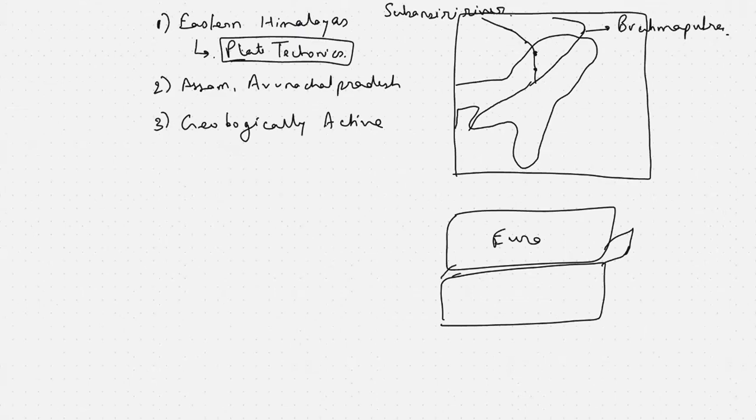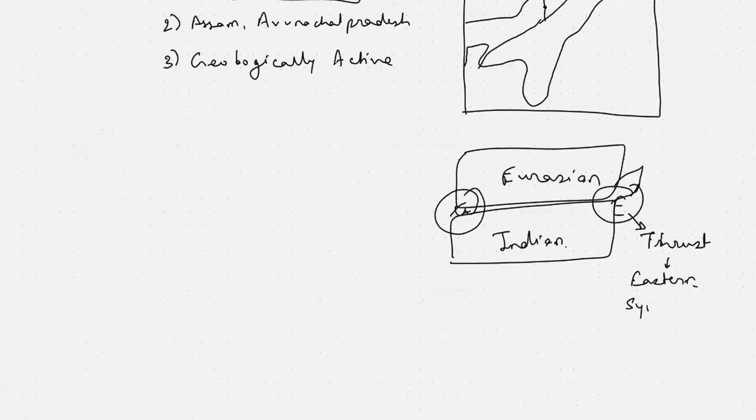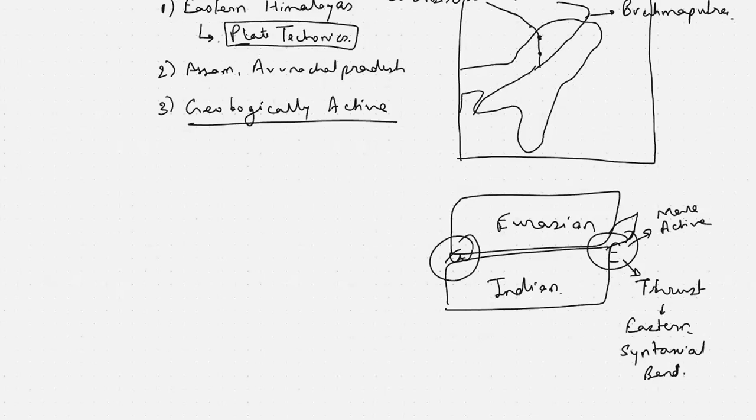Now, this is the western part and this is the eastern part. So in contemporary times, we'll be seeing that there are high forces or thrust applied in the eastern syntaxial band, because of which this eastern part, or eastern Himalayan region, is more active. Because it is more active geologically, there are high chances of earthquakes, and these earthquakes are of high intensity.